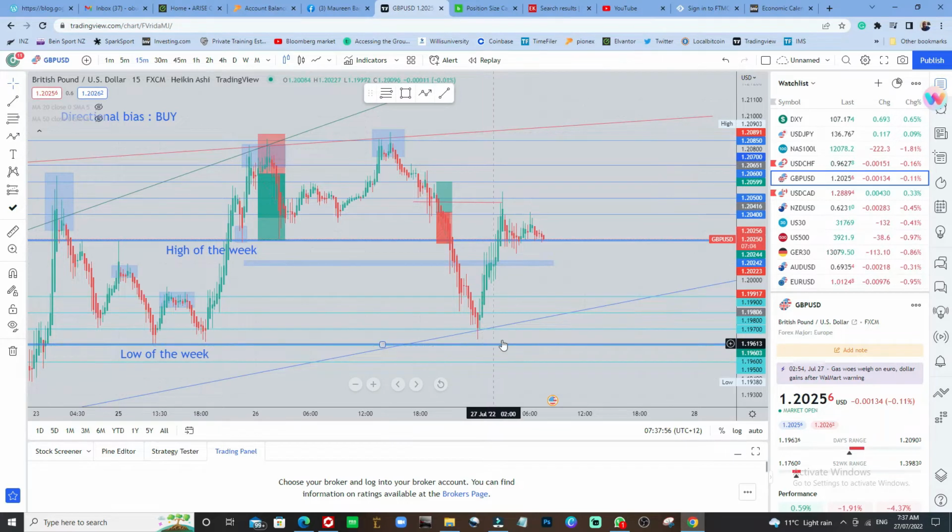So I didn't take any trade again. I just had to leave the trade. If I had taken a trade, I would have taken a buy here. But what I did was I just closed my trade, I closed the losses, and I just went to sleep.